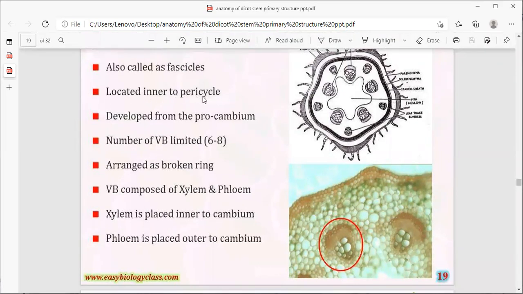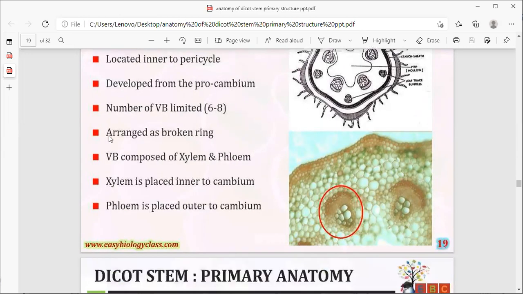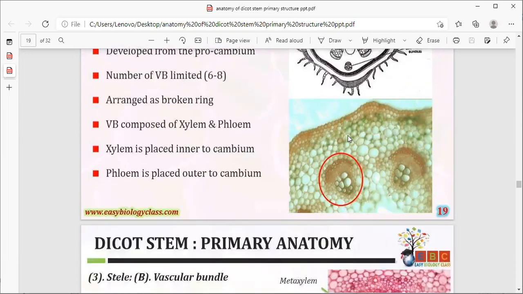They are located inner to the pericycle, developed from the procambium. The number of vascular bundles is 6 to 8: 1, 2, 3, 4, 5, 6. So 6 to 8 vascular bundles are found in the dicot, arranged as a broken ring. It is a ring but how does it look? Broken, but it can be held together by the cambium here.